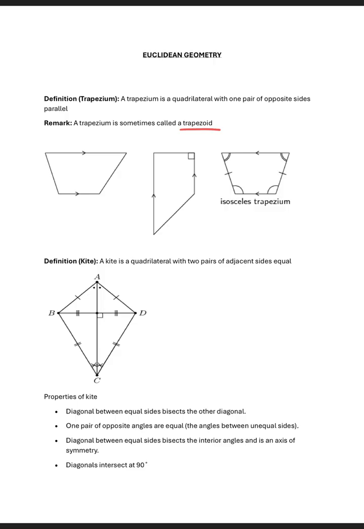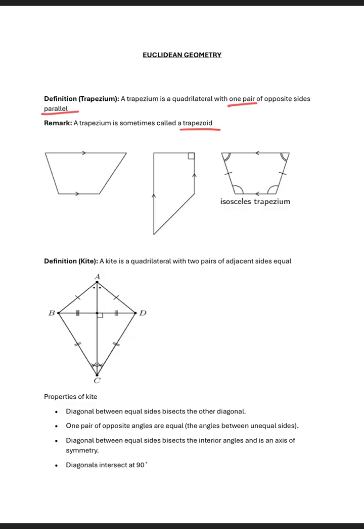So these are the shapes of a trapezium. A trapezium is a quadrilateral with one pair of opposite sides that are parallel. As you can see here, we only have one pair of opposite sides that are parallel. So all these here are trapeziums.